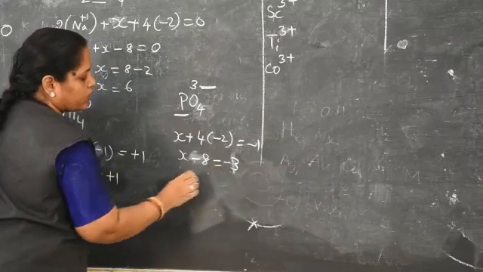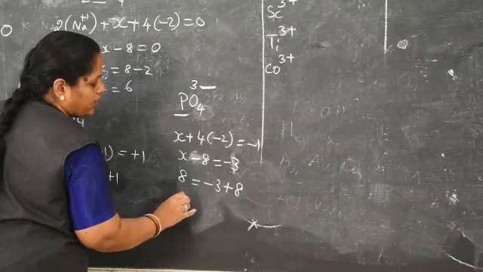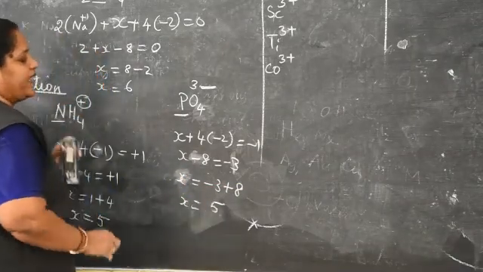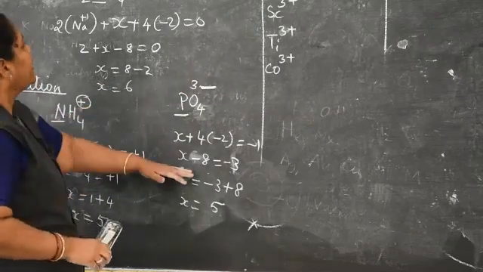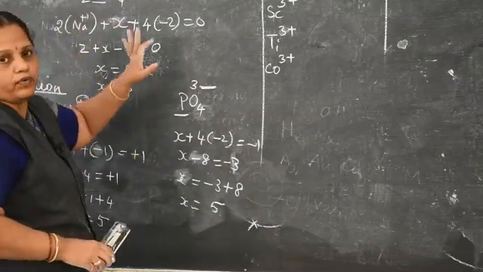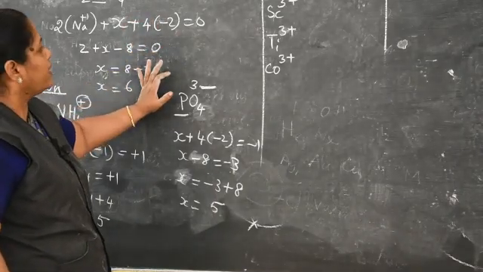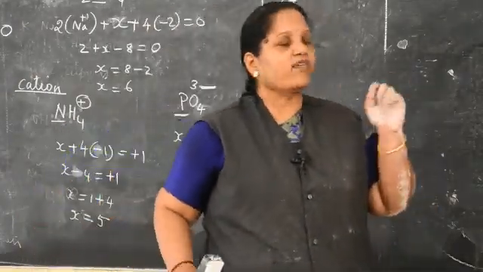So what about this one? It means 8 minus 3 plus 8, x equal to what? It means 5. Like that you can find out the oxidation number for a cation, an anion and a neutral compound. In this way you can find it out. So oxidation number is defined as, we know, due to formation of chemical bond.